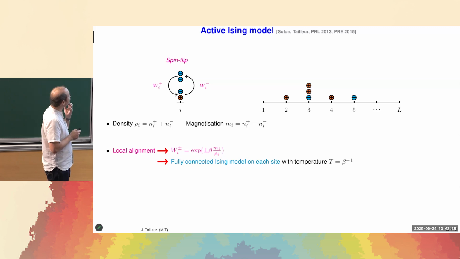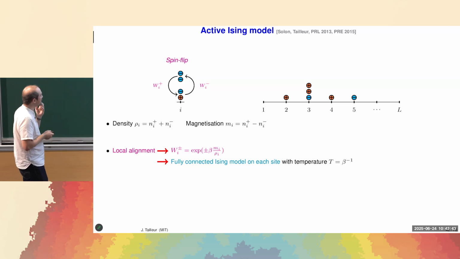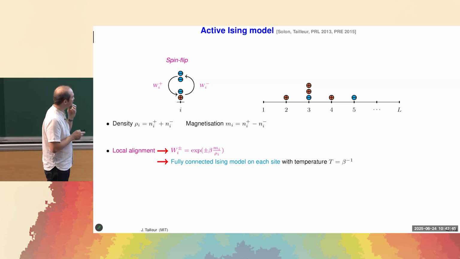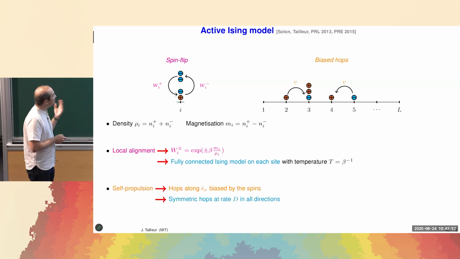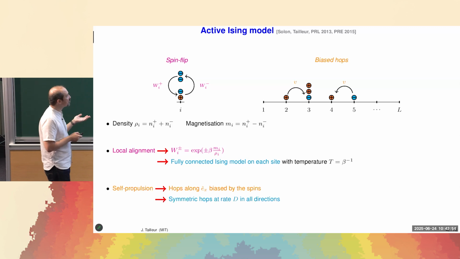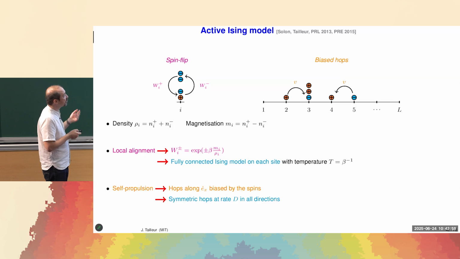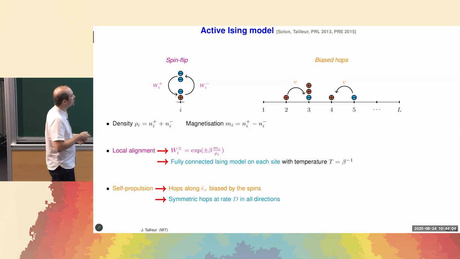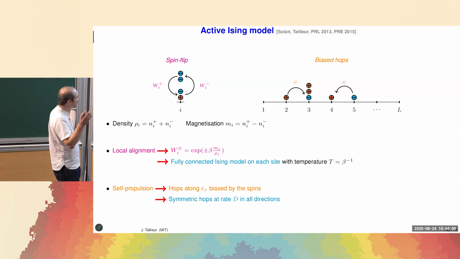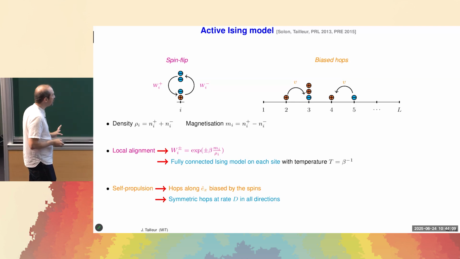Okay, so on each site we have these flipping rates that satisfy detailed balance with the standard Hamiltonian of a fully connected Ising model. We have some temperature that controls the alignment strength. And then we have to do self-propulsion. Essentially what we say is that our particles have scalar spins, so we can bias direction in one direction. The plus spins go to the right, the minus spins go to the left. And of course, because we need to mix our system, we also have symmetric hops at rate D in all directions.